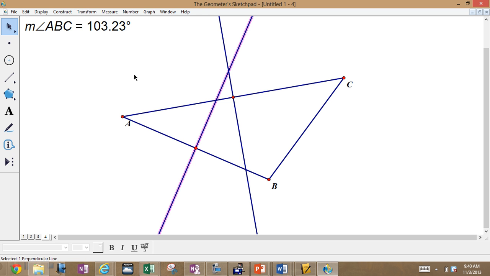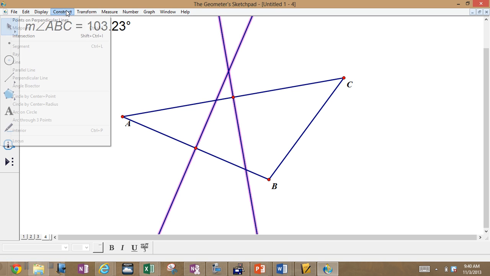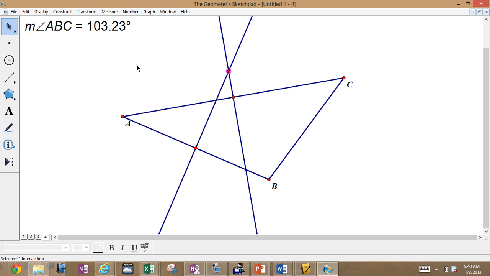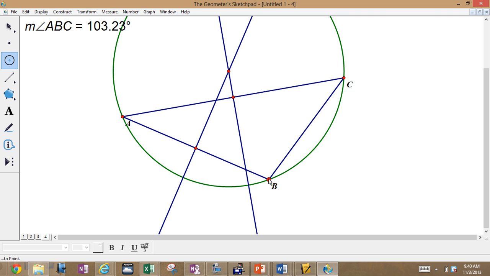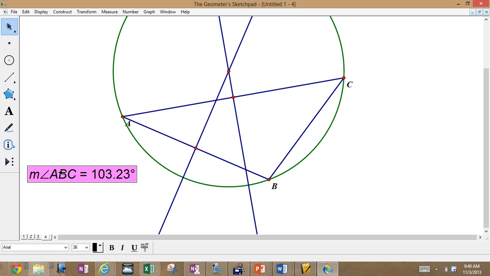Now I have my 2 perpendicular bisectors of the sides. I can see that they meet right here. I'm going to allow the sketchpad to find that point of intersection, construct the intersection. Okay, and then that's going to be the center of the circle. So select the center circle tool. That's going to reach out to my 3 vertices of the triangle exactly. Okay, and there it is. There's my circumscribed circle.